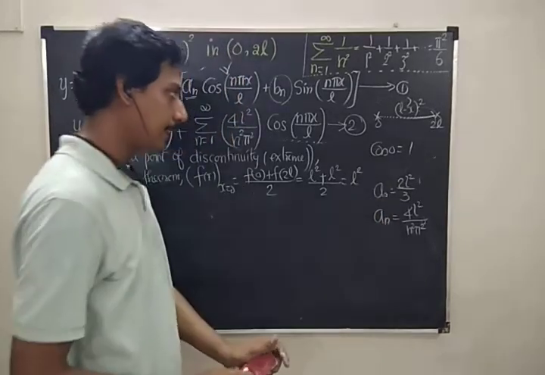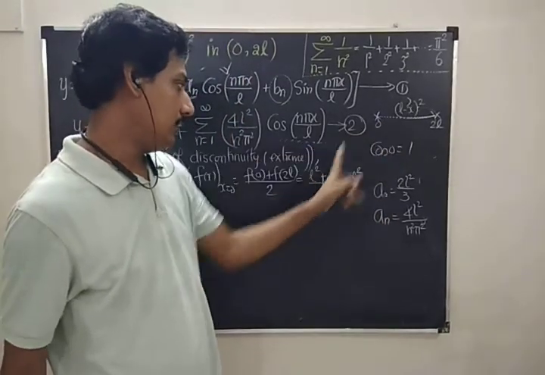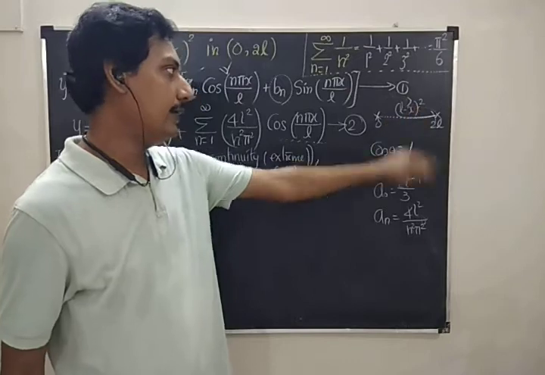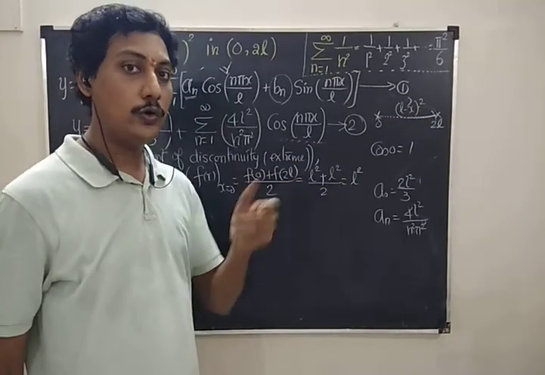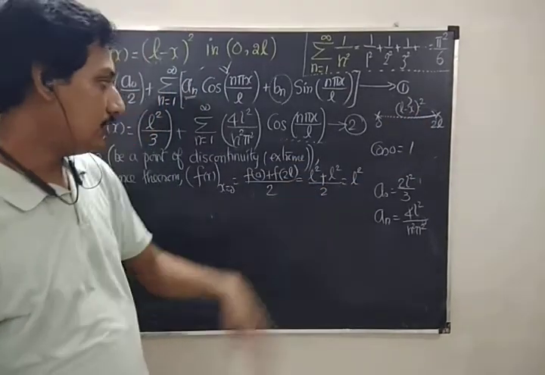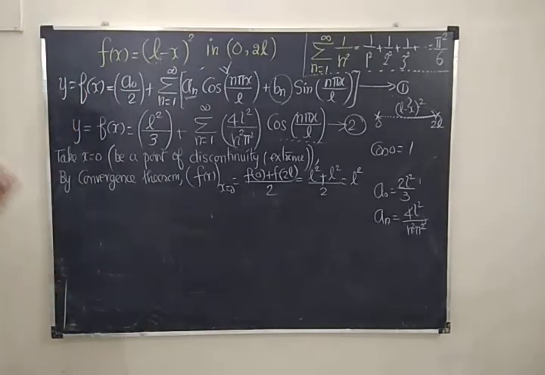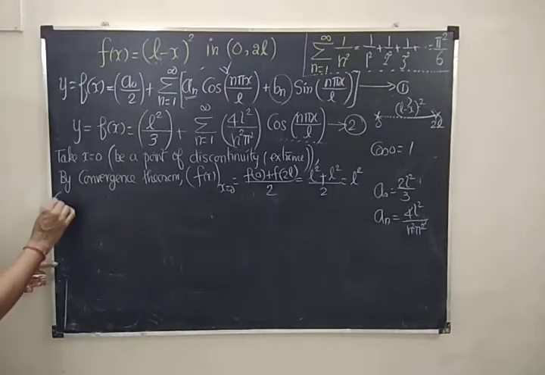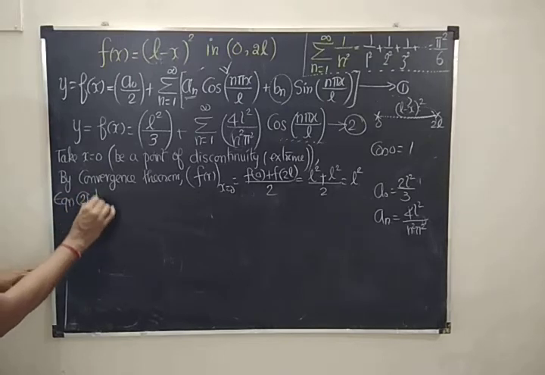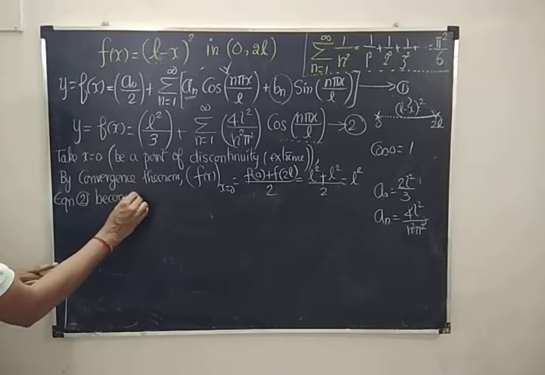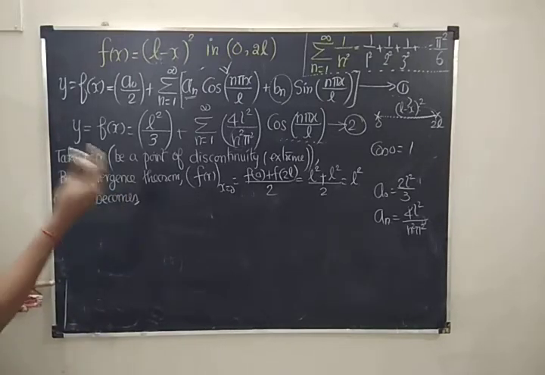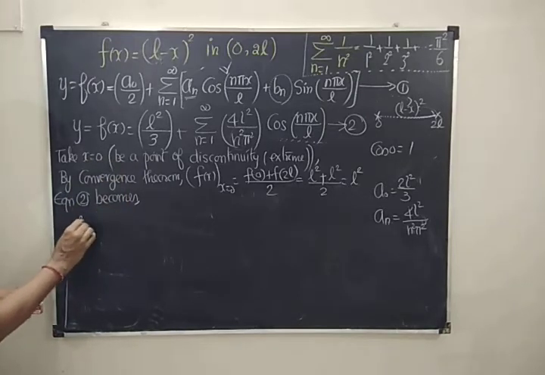Once again, repeat this. Put x equal to 0, L square. Put x equal to 2L, L minus 2L is minus L, to the whole square is plus L square. So L square plus L square by 2 is simply L square. So the left hand side of equation number 2 is already found with the help of the convergence theorem. Now go for the right hand side of equation number 2 as well. The left hand side is L square.